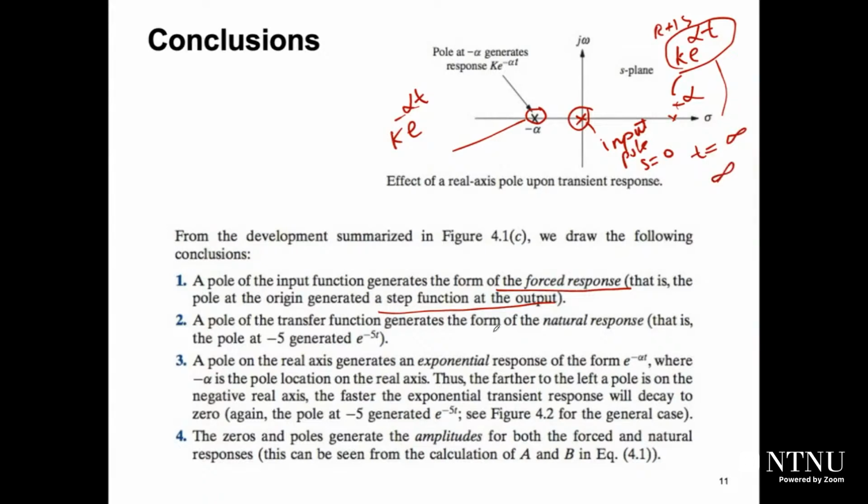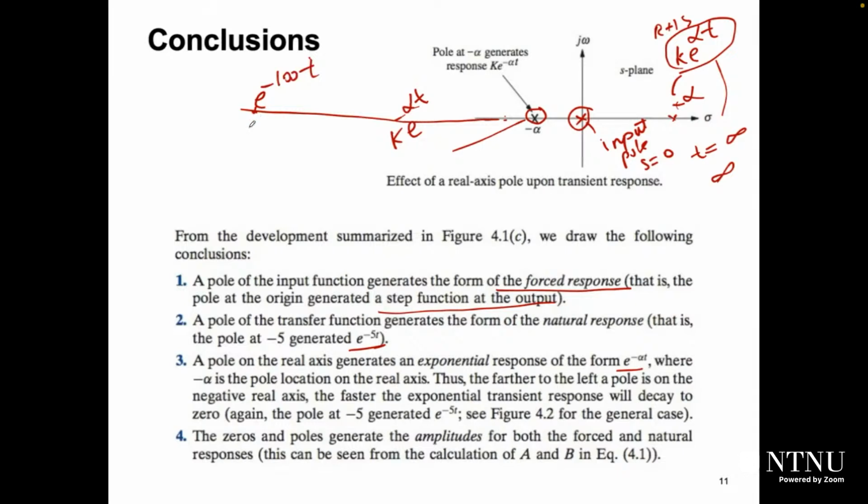So a pole of the transfer function will generate the form of the natural response, which is at -5 here in this example. It will generate this component, which is exponential -5t. A pole on the real axis will generate an exponential response of the form e exponential minus alpha t, where minus alpha is the pole location on the real axis. The further to the left a pole is on the negative real axis, the faster the exponential transient response will decay to 0, right? So for example, if you have something at -5 and something at -10 or -100, exponential -100t, for example. So which one will decay first?